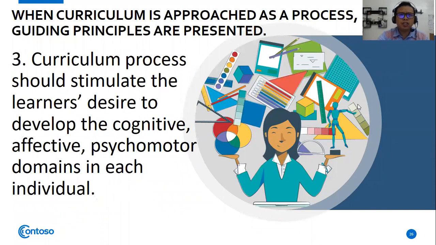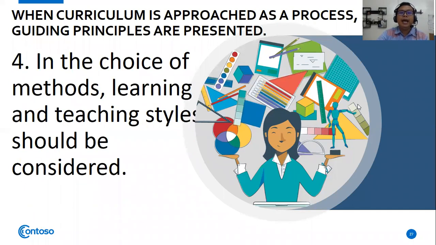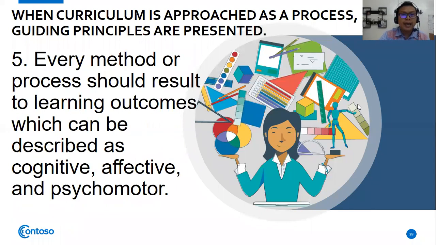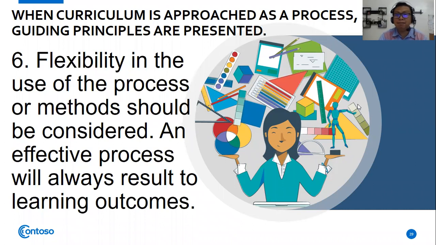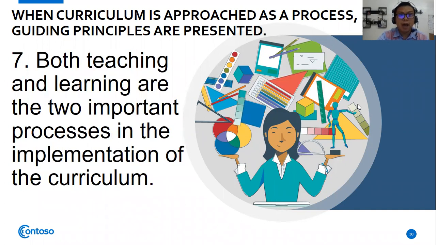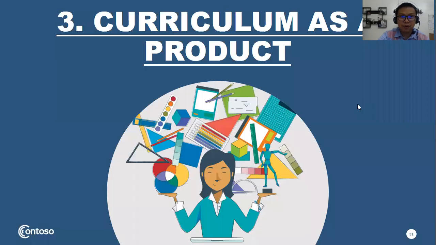Third, curriculum process should stimulate the learner's desire to develop the cognitive, affective, and psychomotor domains in each individual. In the choice of methods, learning and teaching styles should be considered. Every method or process should result in learning outcomes which can be described as cognitive, affective, and psychomotor. Sixth, flexibility. The use of the process or method should be considered. An effective process will always result in learning outcomes. Both teaching and learning are two important processes in the implementation of the curriculum.